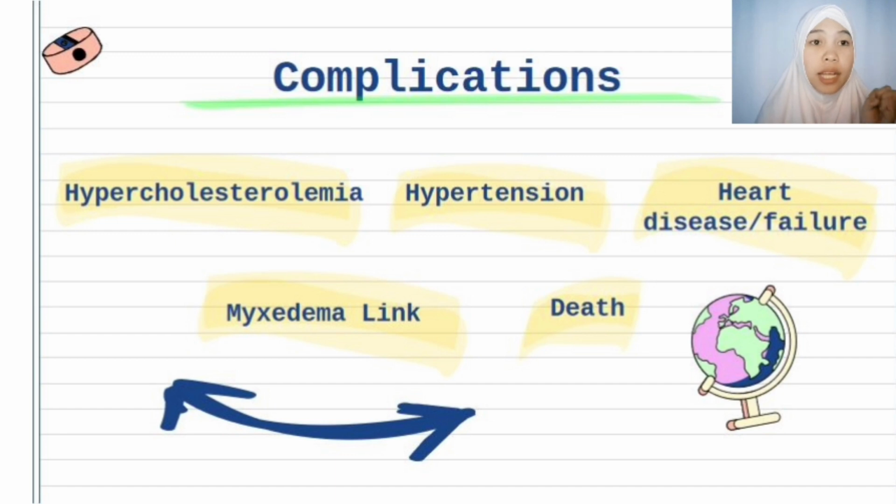Sinabi ko kanina, 3 M's. Ano yan? Movement, metabolism, and mental activity. So, tingnan mo, pag mababa yung thyroid hormone mo, maapektuhan yung mental activity mo, maapektuhan yung movement mo, maapektuhan yung metabolism mo. So, of course, it can lead to myxedema coma. So if left untreated or left unmanaged, yung Hashimoto's disease, it can lead to death. Of course, it is life-threatening.